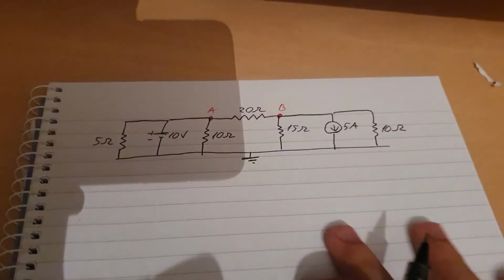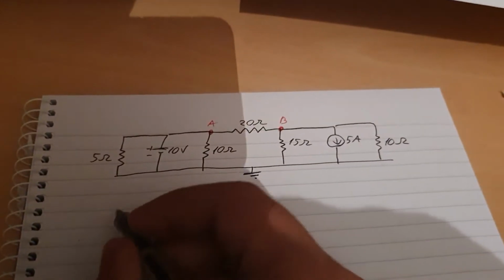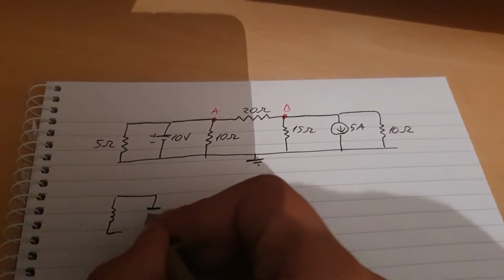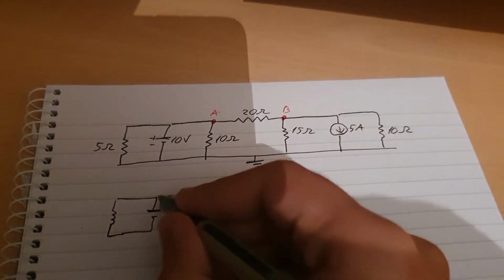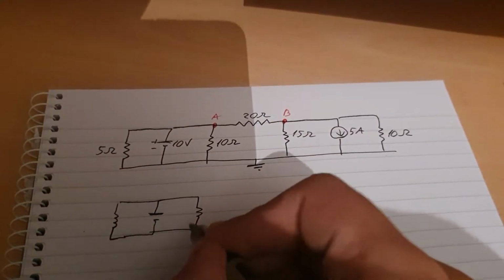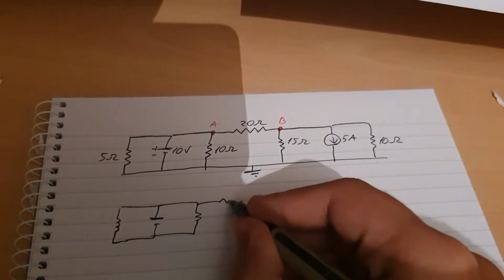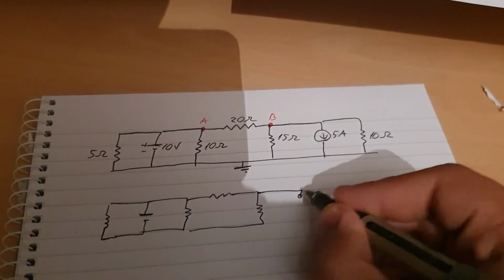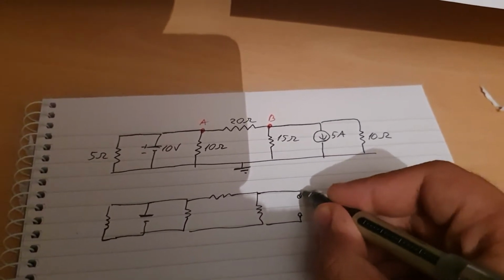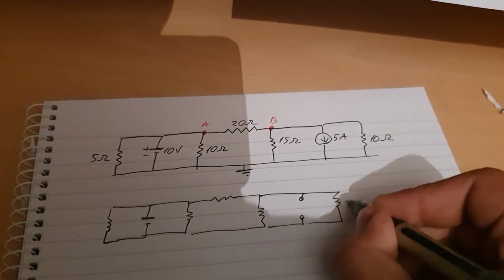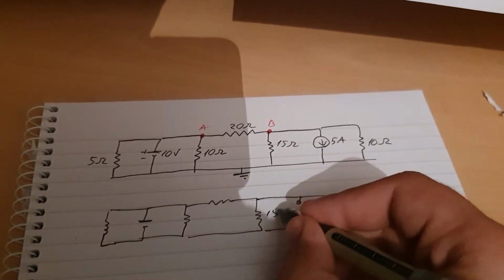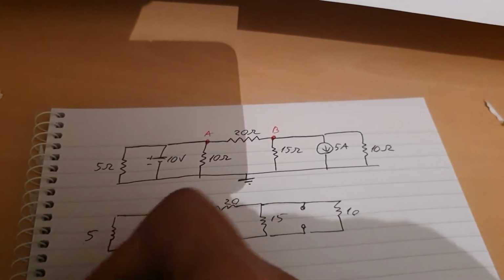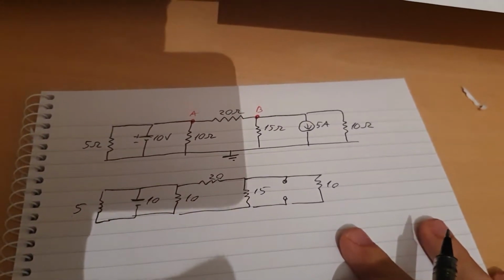Now let's redraw the circuit. So there you go. We'll do one like this, and then we'll do this, and then this. Okay, another one here, another one here, and then these two are short-circuited, so there is nothing, and then there is another one here. 10, 15, 20, 10, 10, and 5. Okay.